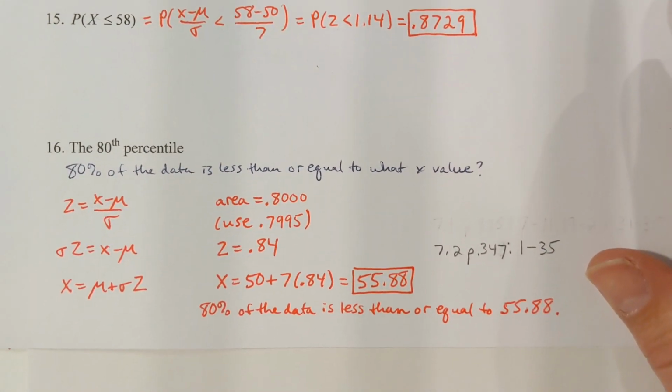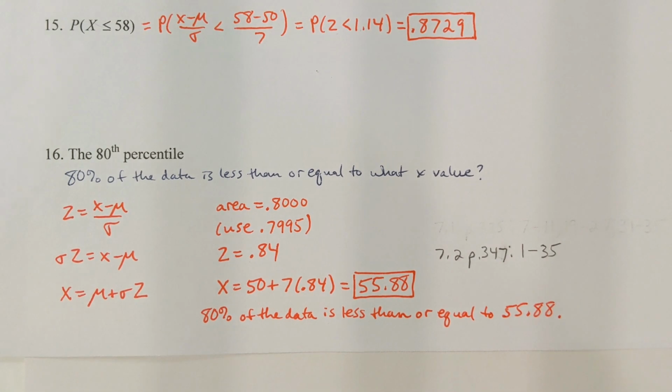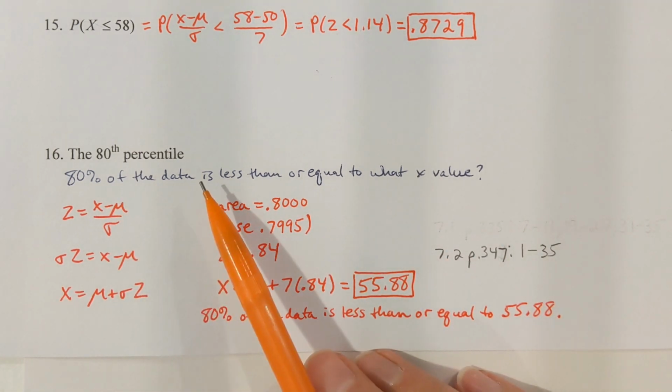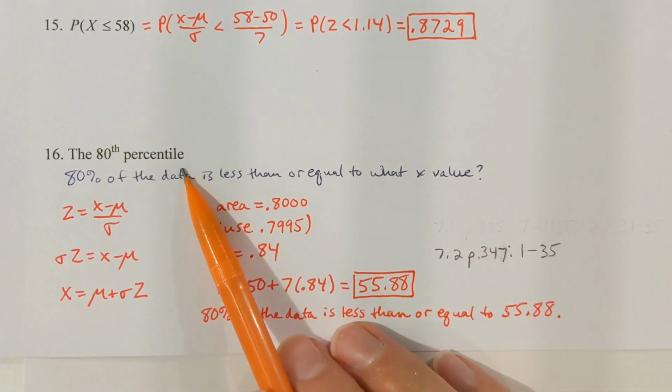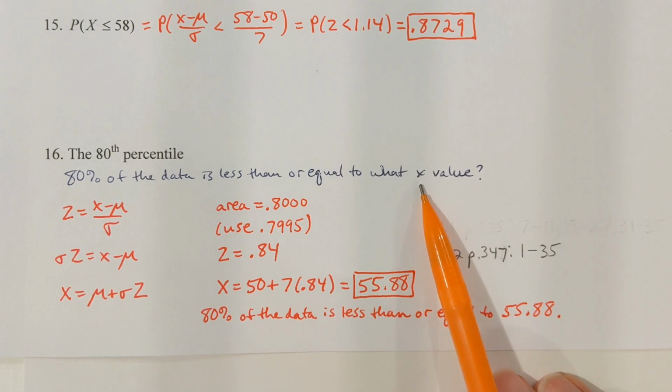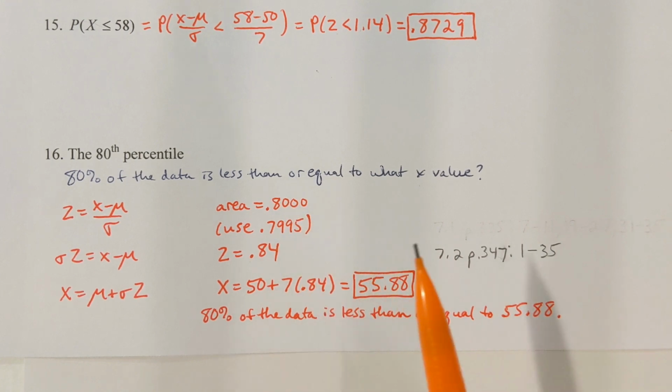Okay, problem 16. I want to find the 80th percentile rank. Let's go back to chapter 3 for a moment and remember percentile ranks. A kth percentile rank is a number such that k% of the data is less than or equal to that number. Okay, so in this problem, I want to find the 80th percentile rank. What that means is that 80% of the data is going to be less than or equal to what number? Now, this is not a probability question. I want to find an x value such that 80% of the data is less than or equal to x. Okay? Not a probability question.